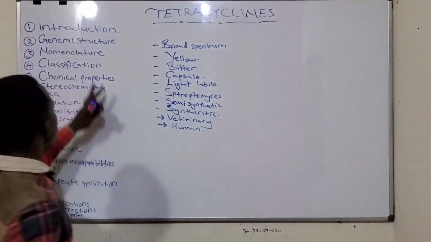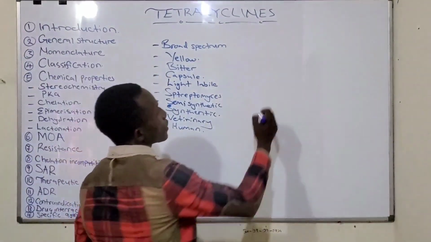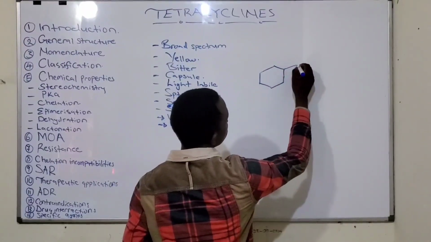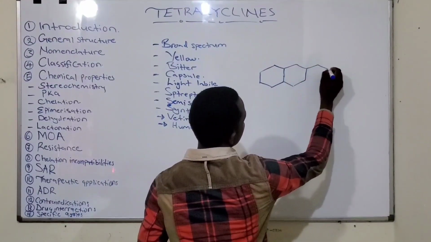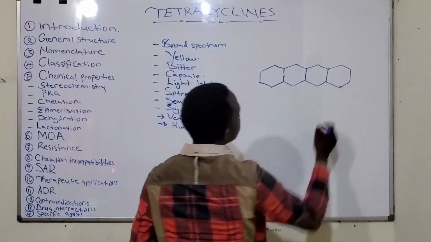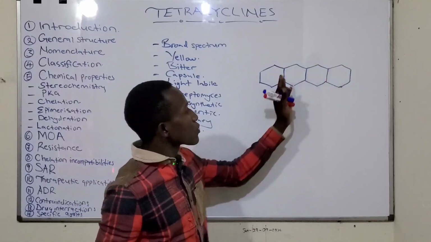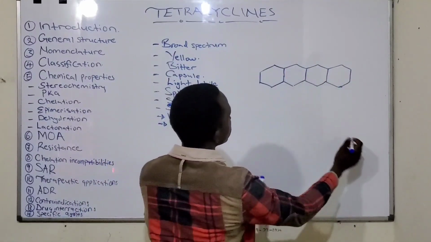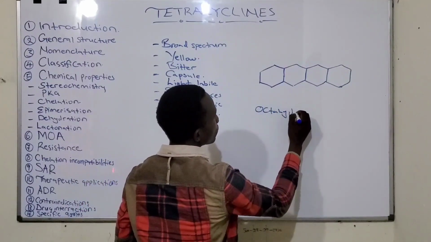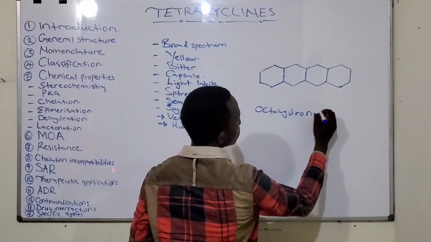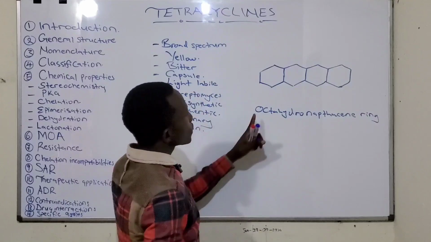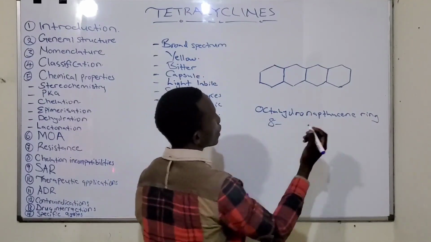Now let's talk about the general structure of these tetracyclines. Tetracyclines have a general structure. The pharmacophore is the octahydronaphthacene ring structure. It's a four-membered ring structure having these six-membered rings. It's called octahydro because it has 8 saturated carbons, as we are going to see.